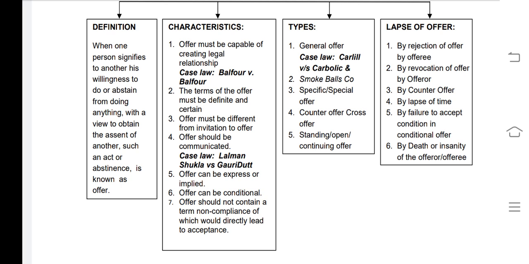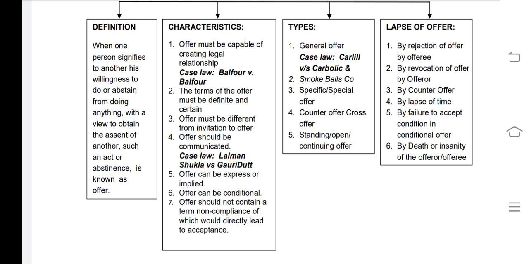And again, listen: when one person signifies to another his willingness to do or abstain from doing anything with a view to obtaining the assent of another, such an act or abstinence is known as an offer.